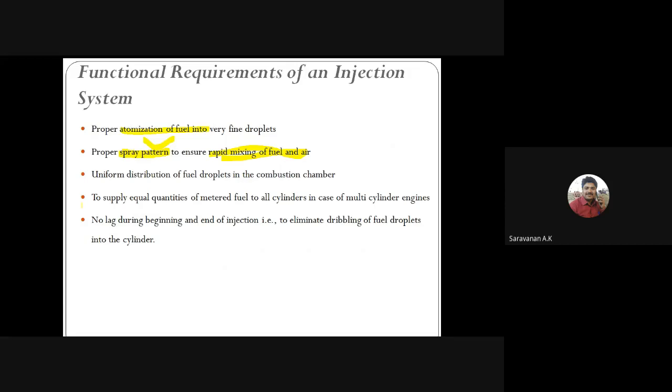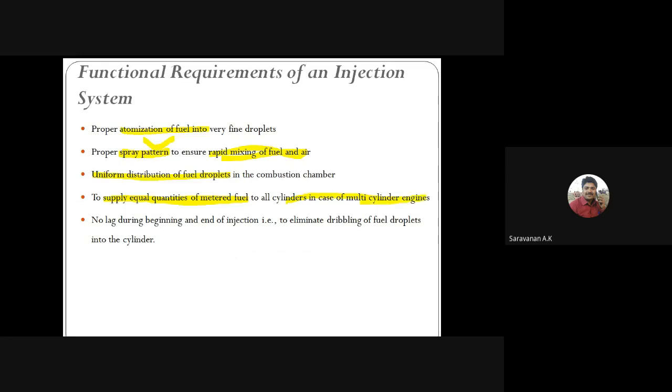Then the uniform distribution of the fuel droplets, right? Whether the fuel droplets will be uniformly distributed or not in the combustion chamber, that we have to see. Then the supply of the equal quantity of the metered fuel, right? That's the same as the first point, so accurate metering is required. For multi-cylinder engines, whether the same amount of fuel will be injected in all the cylinders or not, that we have to see.